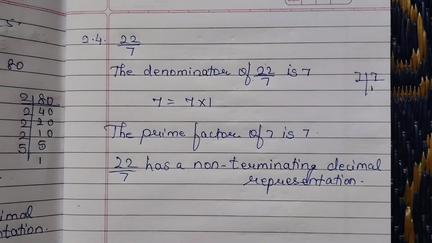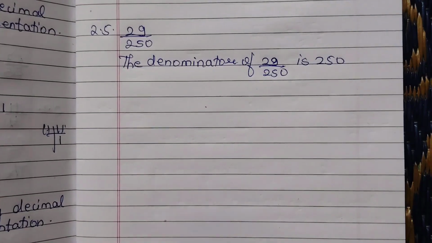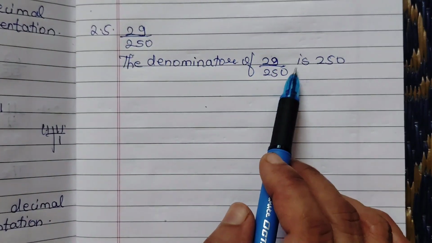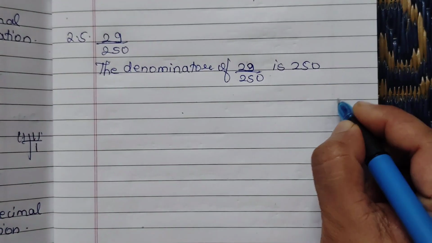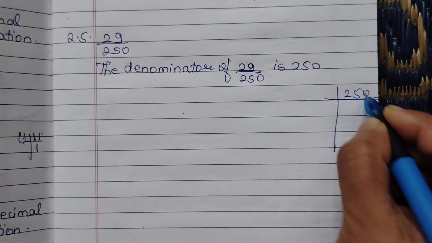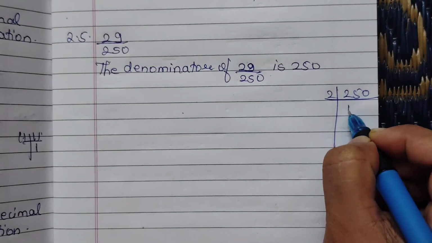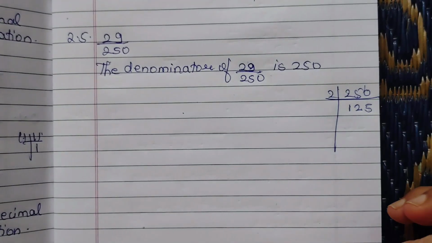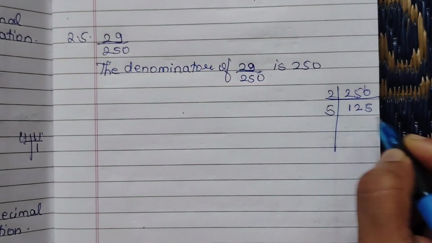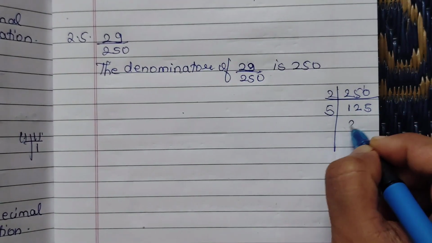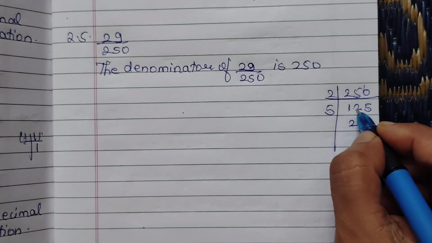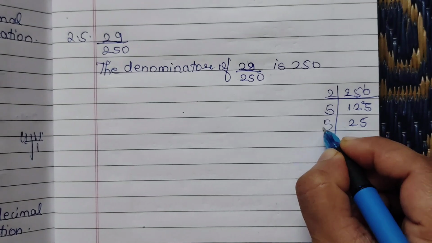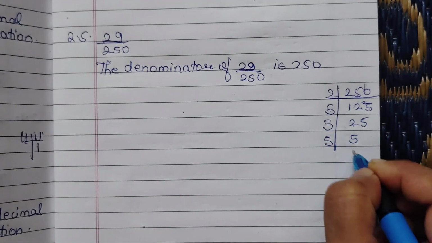Okay. Now next question is 29 upon 250. Here the denominator of 29 upon 250 is 250, so we have to take the prime factor. It goes in 2 table. 2 ones are 2, 2 twos are 4, 2 fives are 10. Now this goes in 5 table. 5 twos are 10, 2 gets carried. 5 fives are 25. 5 fives are 25. 5 ones are 5.